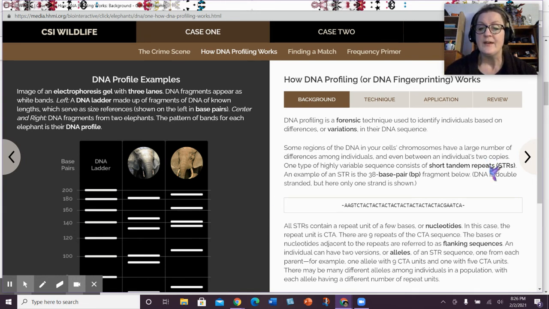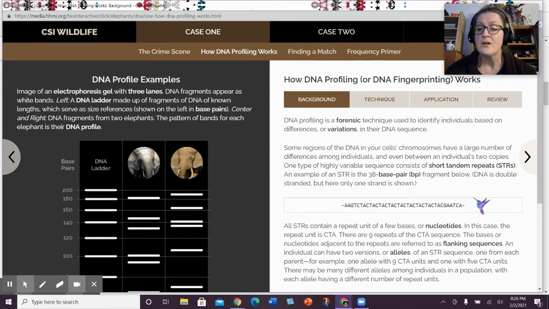Okay, so it's a forensic technique, and we're introducing this idea of STRs. One of the questions is, what does that stand for? Well, it stands for short tandem repeats. And you'll notice in this example strand of DNA, you can see that there's a sequence that repeats over and over. CTAC, TAC, TAC, TAC, so it's a TAC that repeats over and over and over again. Sometimes it's 3 base pairs, sometimes it's 4 base pairs, right?